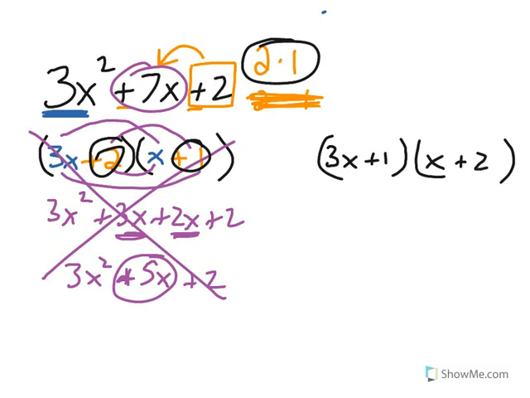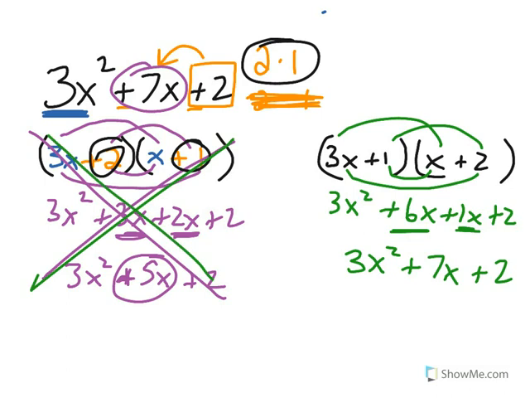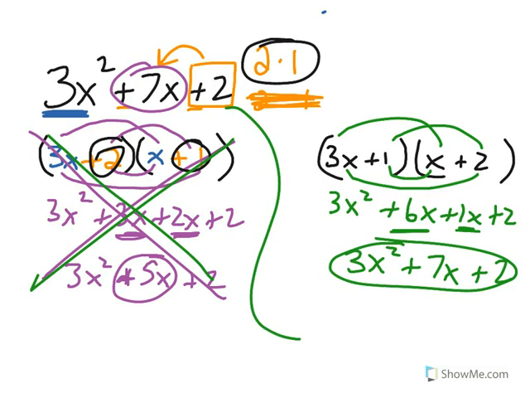How do I know if that's true? Well, I'm going to have to FOIL it out and see what I get. This gives me 3x squared. This gives me positive 6x. That gives me positive 1x. And that gives me positive 2. So when I put together the like terms, I get 3x squared plus 7x plus 2, which is what I was looking for. So the first one didn't work out, but I tried one more option, and now I get what I want. So let's rewrite this in factored form. It's 3x plus 1 and x plus 2.